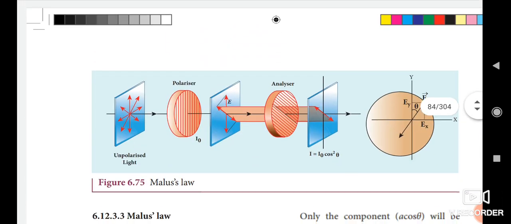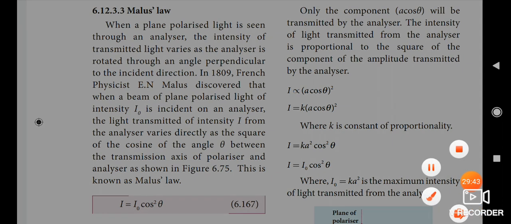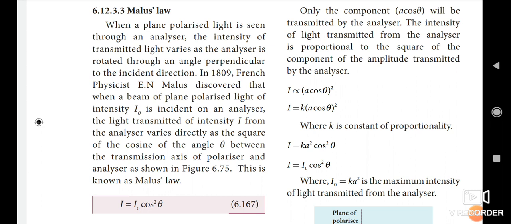Next we see about Malus's law. Malus's law was introduced by the French physicist E. L. Malus. He discovered that a beam of plane polarized light of intensity I naught is passed through the analyzer, where the analyzer is tilted at an angle. The outcoming light is resolved into two components, a vertical component and a horizontal component.